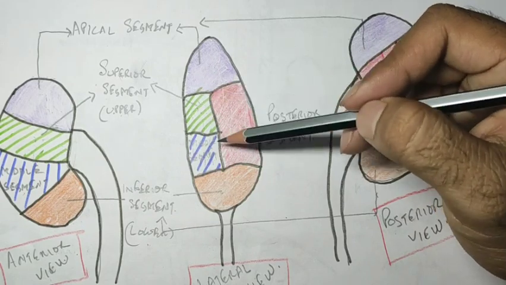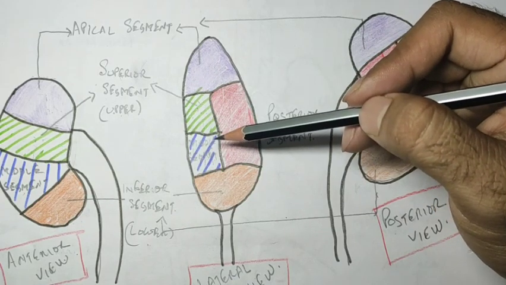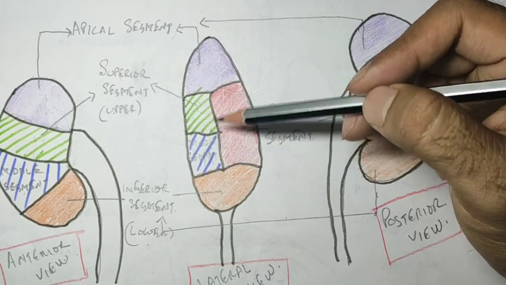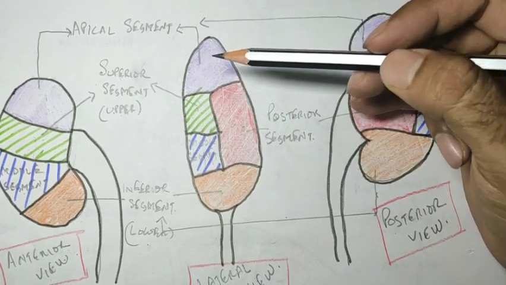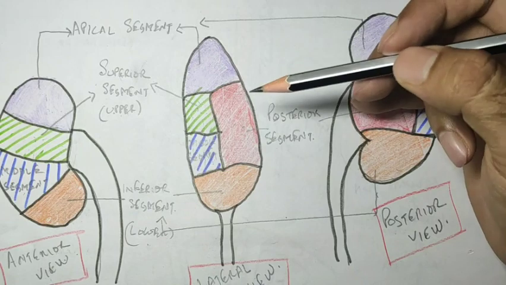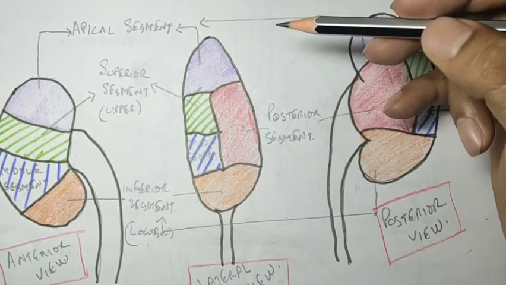So these segments were first proposed by Graves in 1954, and it was based on the distribution of the major branches of the renal artery in each of the kidneys. Okay.